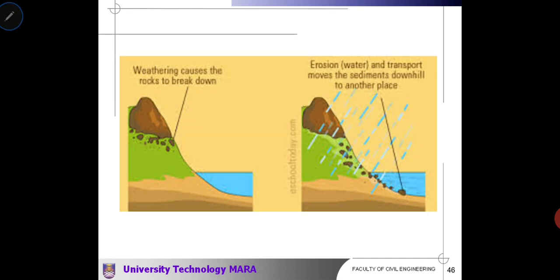Okay, you can see in this picture how erosion causes the rock to break down. This is the condition of your site exposed to the environment, and erosion by water transports the sediment downhill to another place. You have a lot of rock at the lower part of the hill. It is not going anywhere, but when the erosion agent comes, it moves the rock to the lower part of the hill.